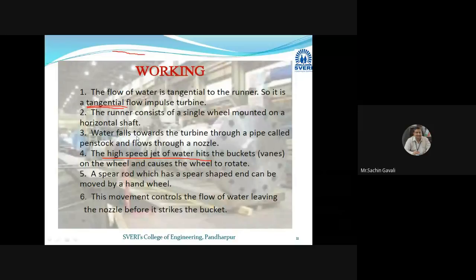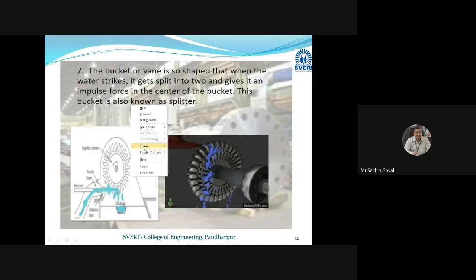The water falls towards the turbine through a pipe called the penstock. We have discussed this. The buckets are hemispherical in shape, and each splits the jet into two halves, giving it an impulse force. Impulse turbine means that in only one stroke, all the pressure energy or potential energy gets converted into kinetic energy.